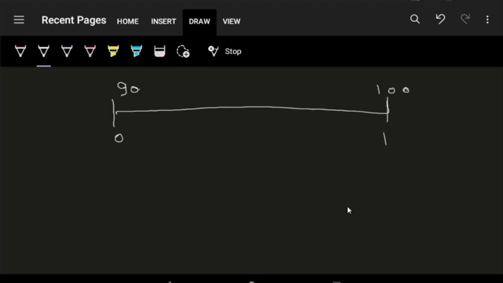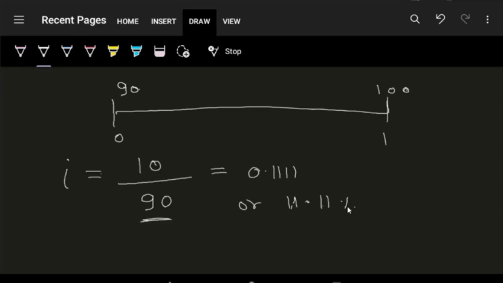So in order to calculate the interest rate in this setting, we will use I equals the amount of interest, which is the same 10 rupees, but this time the denominator would be 90. When you calculate interest, you calculate interest on the principal amount. I would come out to be 0.1111 or 11.11%.